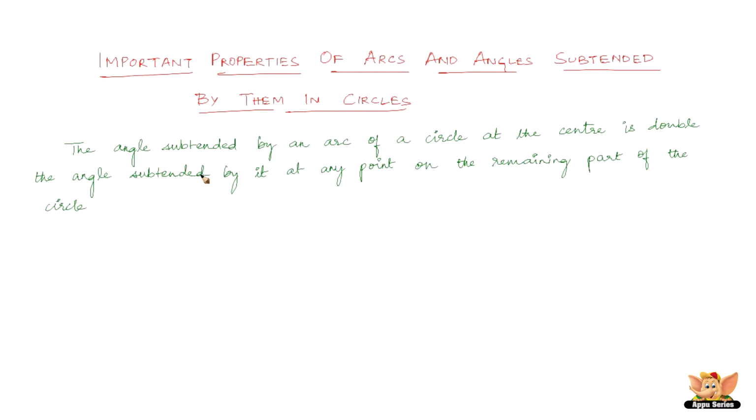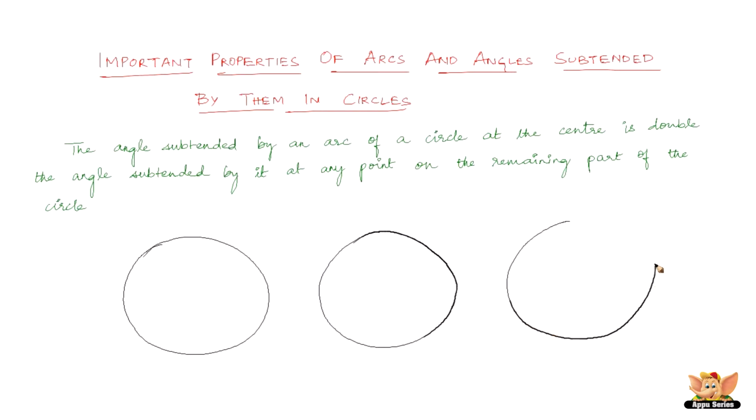Now, let us try to go into a more detailed understanding of this statement. Before that, this property is subdivided into three properties, which of course means the same, but it's got three variants, if I can say so. So let me first draw three circles. So here is one, here is another one, and here is another one. Of course, these circles have the centers O.